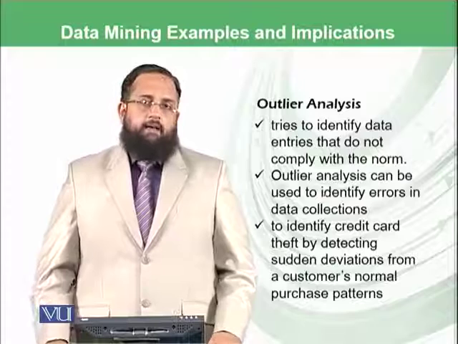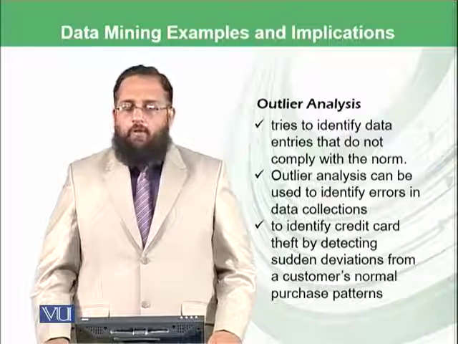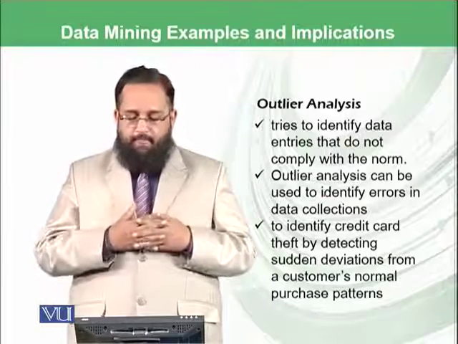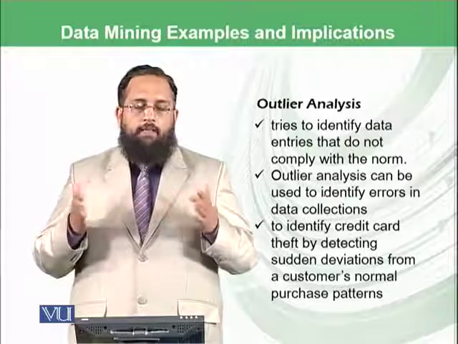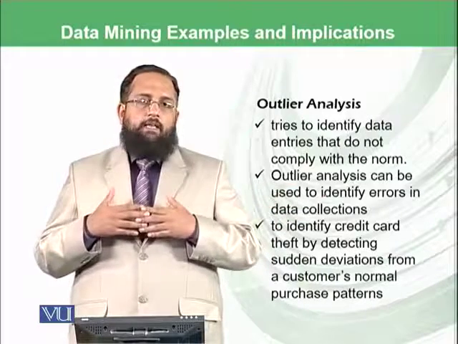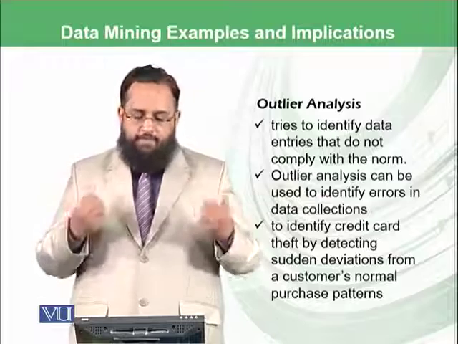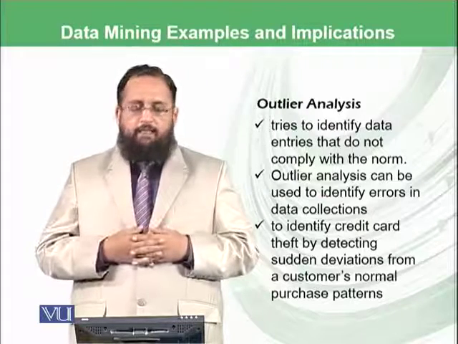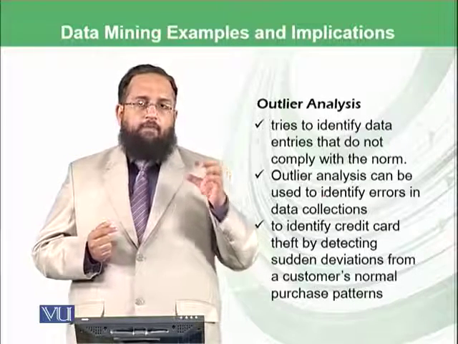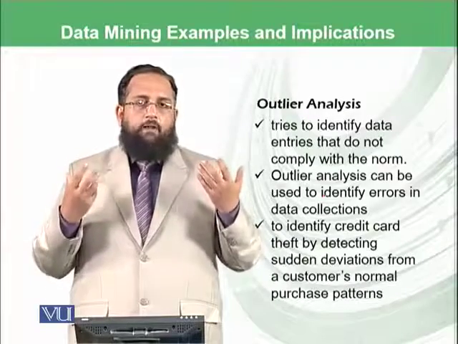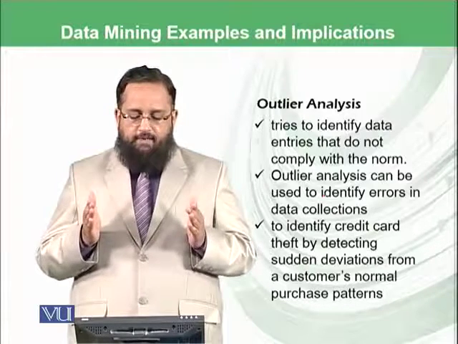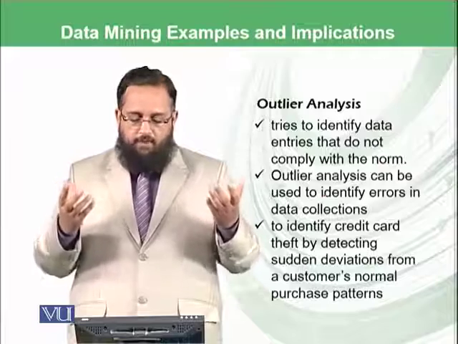And then another important application of data mining is known as outlier detection or outlier analysis. It tries to identify data entries that do not comply with the norms. So for example, normally there are different characteristics, and one of the data is totally lying outside of those characteristics. Outlier analysis can be used to identify errors in data collection. So for example, whenever we have an error, this means that that kind of tuple or record would be completely or majorly different. And it can also identify credit card theft by detecting sudden deviation from a customer's normal purchase pattern.